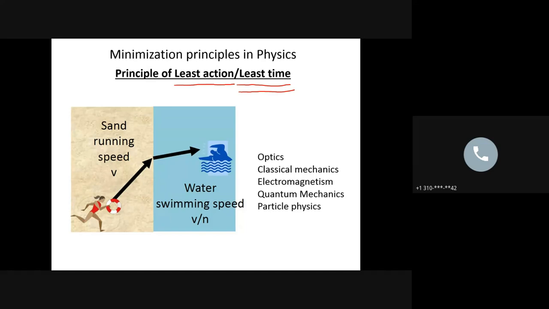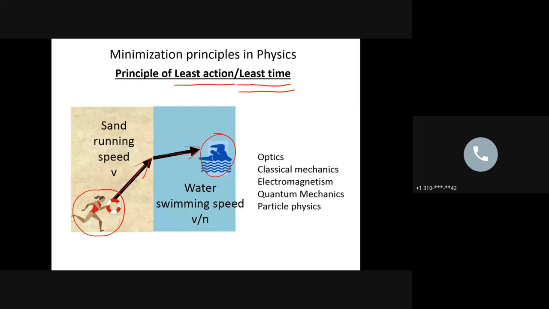As an example, if you have a lifeguard trying to save a swimmer, what the lifeguard will do is run as far as she can on the sand, and then jump into the water. She cannot swim as fast as she can run, but she does this to minimize the amount of time needed to reach the drowning swimmer just in time.